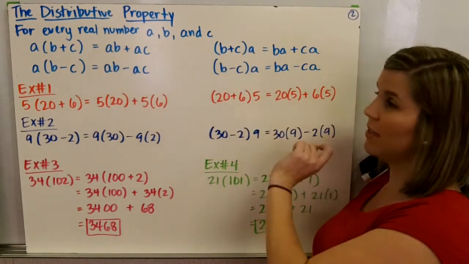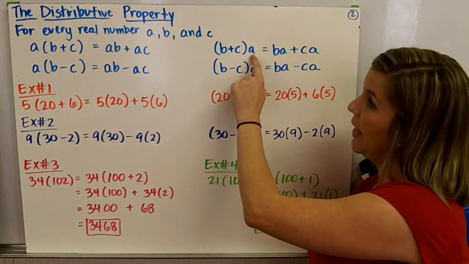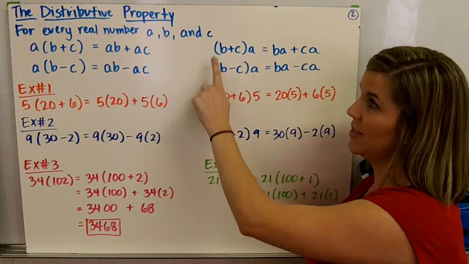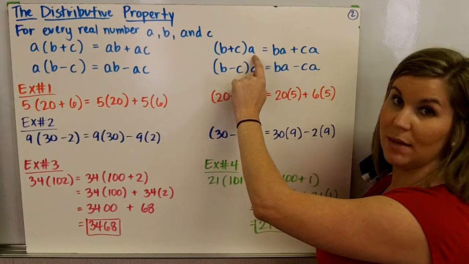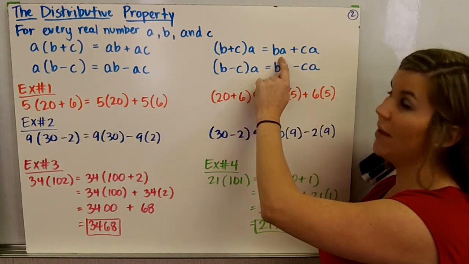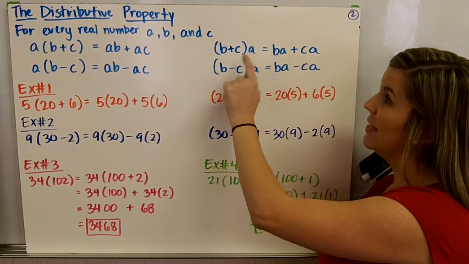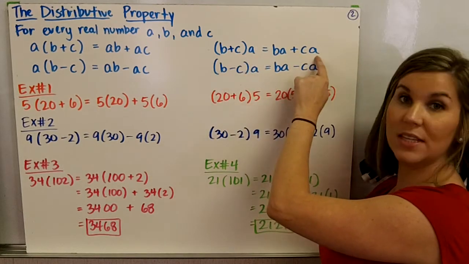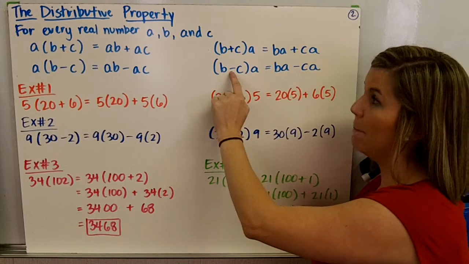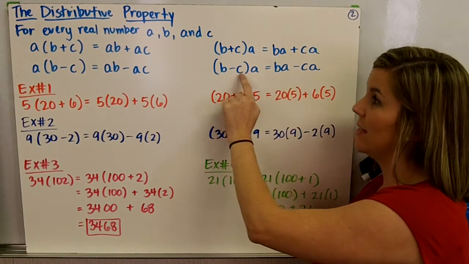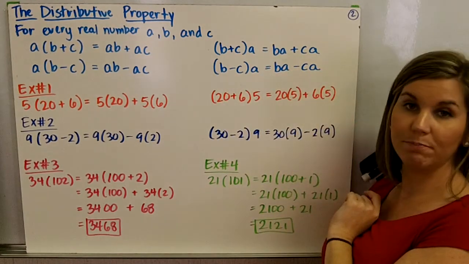Now these 2 and these 2 are just flipped. A is on the back side of the parentheses instead of out front where it was before. So b times a is ba plus c times a, which is ca. b times a, ba, minus c times a, which is ca.